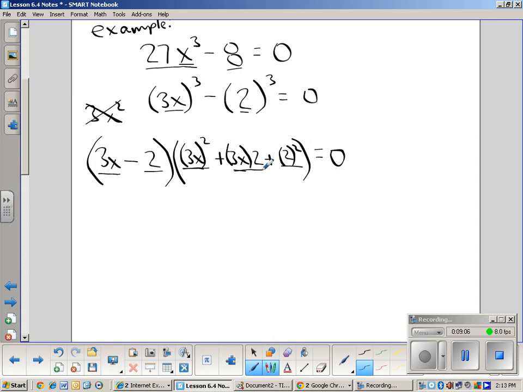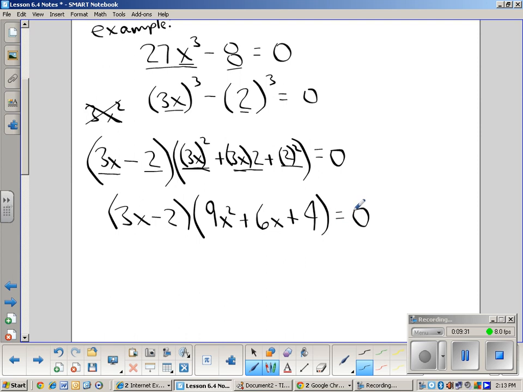All right. Now, let's simplify. 3x minus 2, I can't simplify that anymore. But what is 3x squared? 9x squared, right? And what is 3x times 2? 6x. And what is 2 squared? 4. Okay?